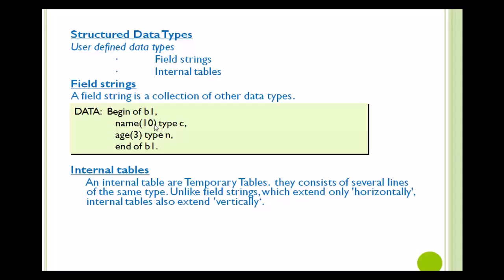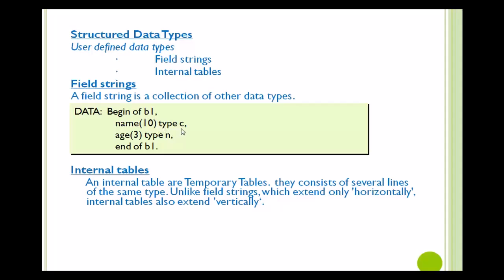Now we can create variables here, for example name of 10. If you do not specify the length, by default in SAP ABAP the system will take only one character length. So you can increase the length of this name to 10 characters, type C. The default is 1 character if not specified. Then age of 3, type N, you can provide the length for numeric values. This is the way we can create a field string.